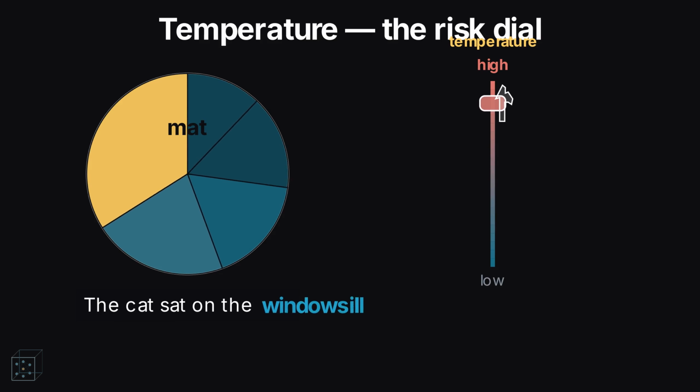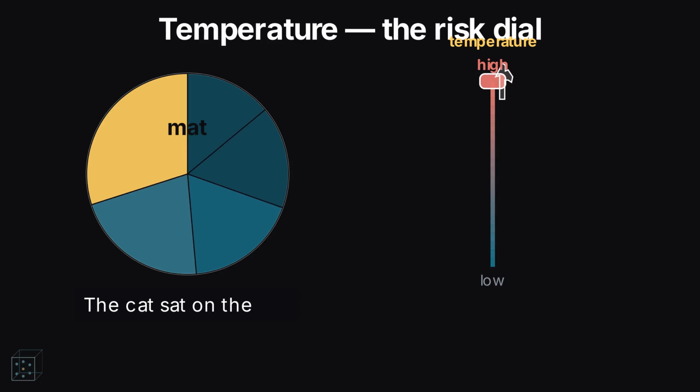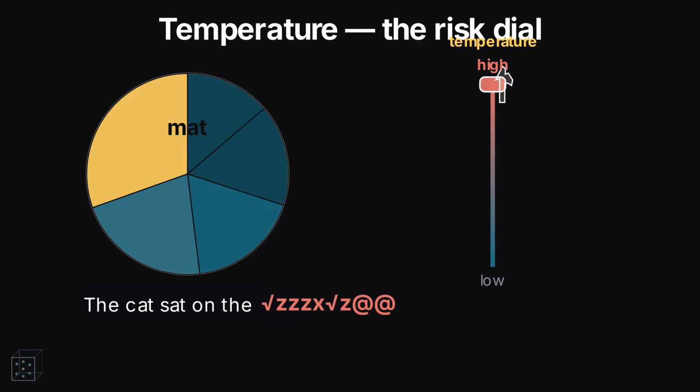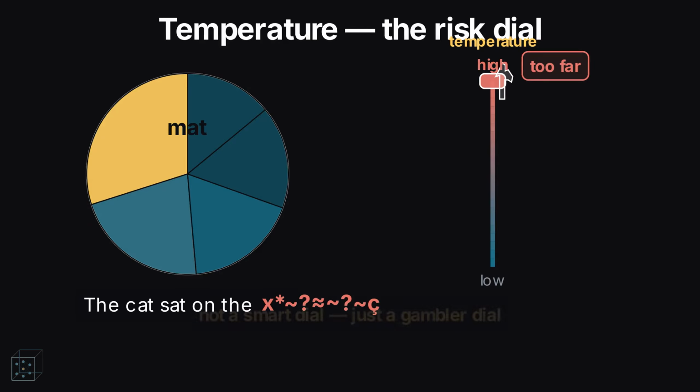Crank the temperature up, and suddenly roof and windowsill come alive, and once in a while it'll cheerfully tell you the cat sat on the moon. So one honest caveat: higher isn't better, it's riskier. Push it too far, and the underdog slices grow so much that the model starts babbling nonsense. Temperature isn't a smart dial, it just decides how much of a gambler the model is.